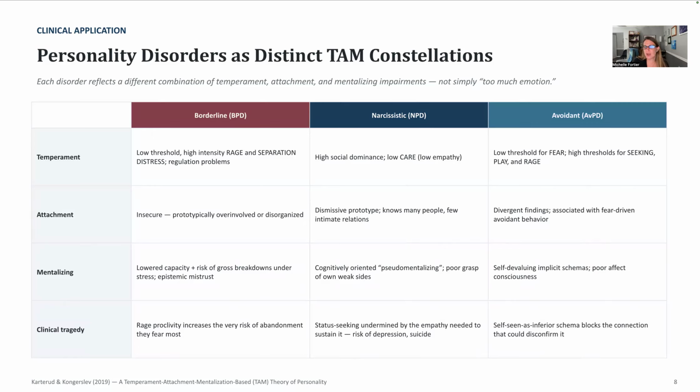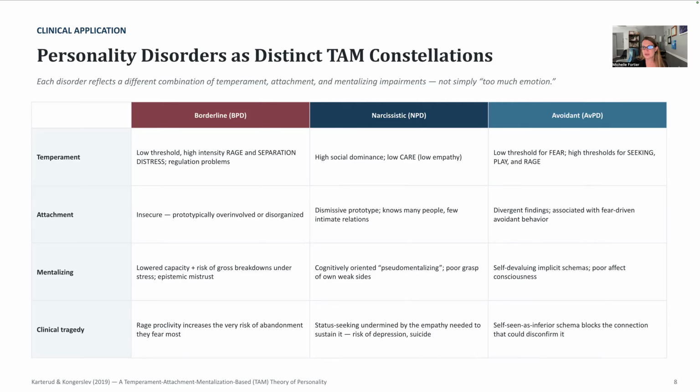So the desire to have people look up to them and want to be around them and be involved with them. You need empathy to do that. You have to be able to step in other people's shoes, and their difficulty with empathy makes it where they can't sustain those relationships like they would like. And so there's a risk of depression and suicide.